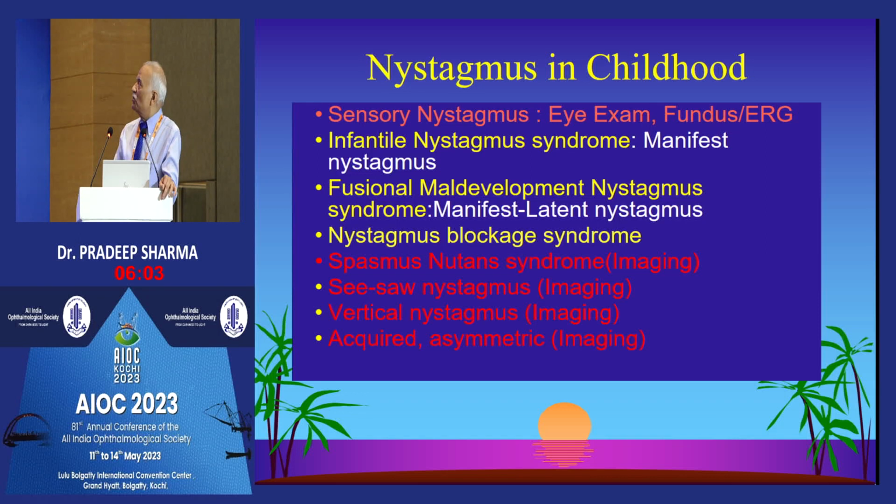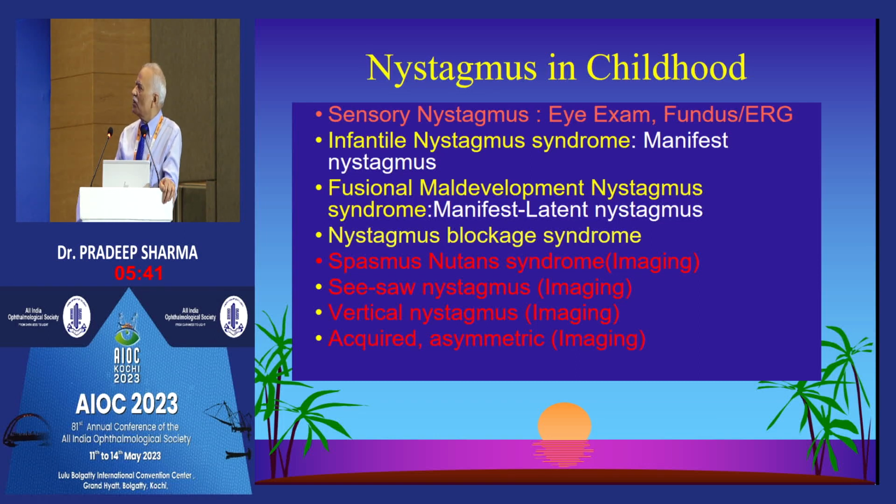Otherwise, for nystagmus in childhood, you will have to see whether they have associated poor vision, and if that is there, a complete eye examination, a fundus examination, and if necessary, electroretinography should be done. Those cases which have none of these were earlier known as congenital nystagmus or motor nystagmus. Nowadays, we use the term infantile nystagmus syndrome.